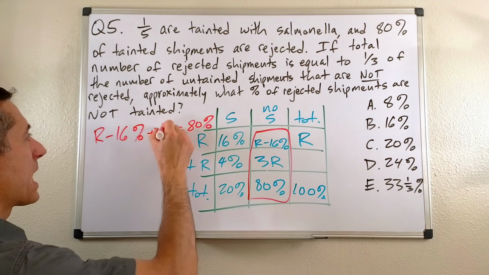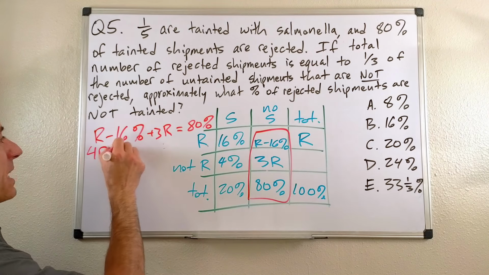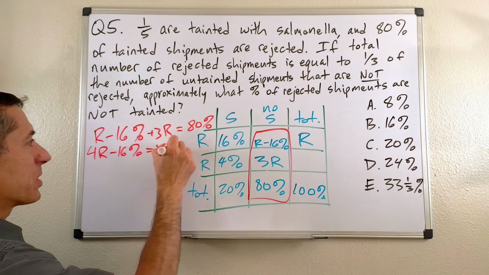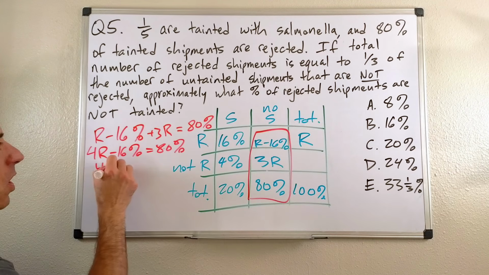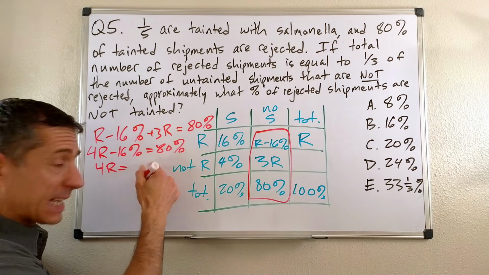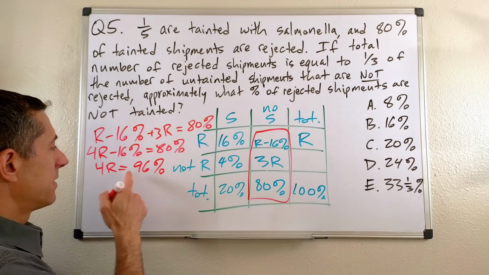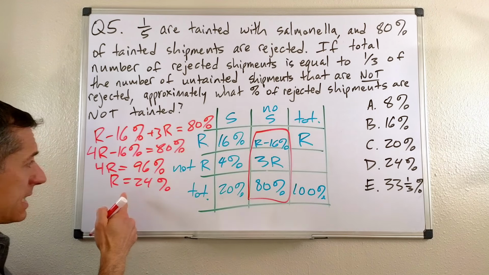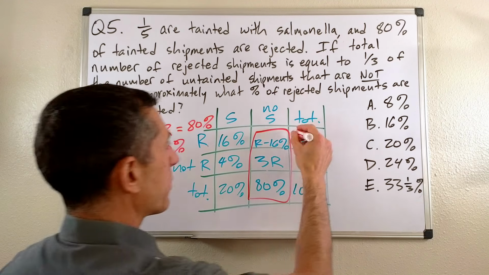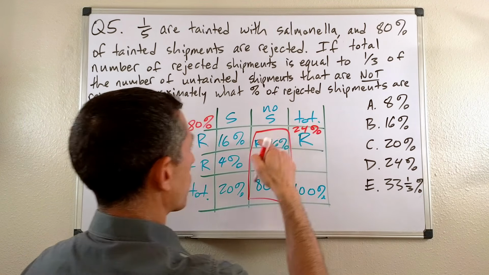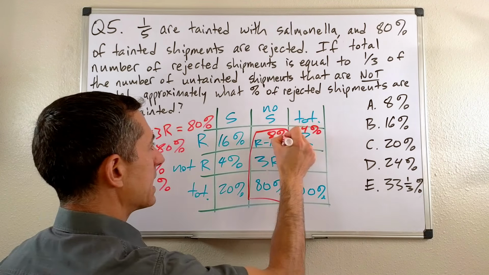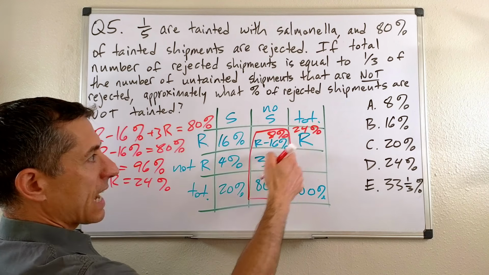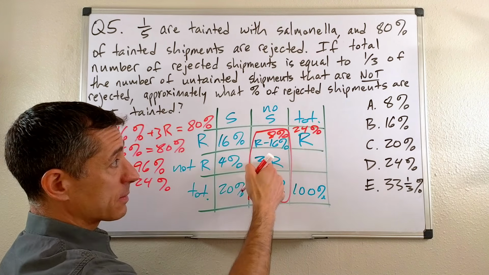Apologies for the hideous handwriting. So we got 4R minus 16% equals 80%. So 4R equals 16 plus 80, 96%. Divide everything by 4. That's going to give me 24%. And okay, great, so I've got a 24% here. This is going to be 8% right here. So 3 times R, 24 times 3 gives me this one right here.